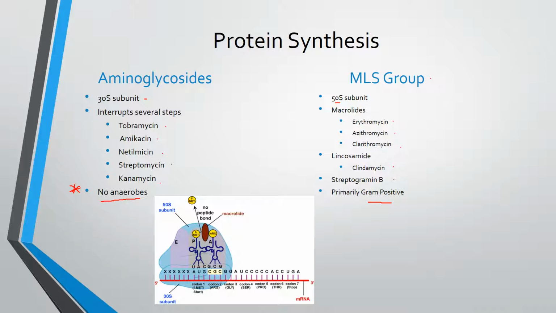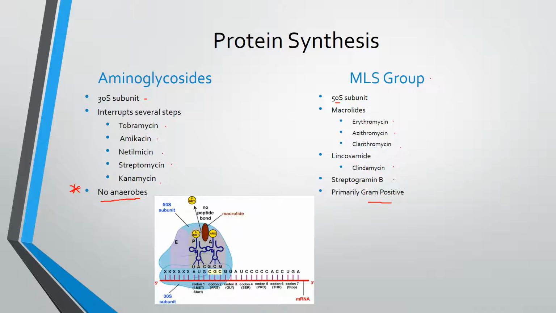Netilmicin, streptomycin for TB, very common. Kanamycin for TB, very common. Okay. The key thing here, no anaerobes. Anaerobic bacteria are not able to take up these agents intracellularly. They don't have the ability to take it. Remember, this drug has to reach the inside of the bacteria. Anaerobes cannot do that with aminoglycosides. So you would never use any of these drugs, which means you would never report any of these drugs on an anaerobe.